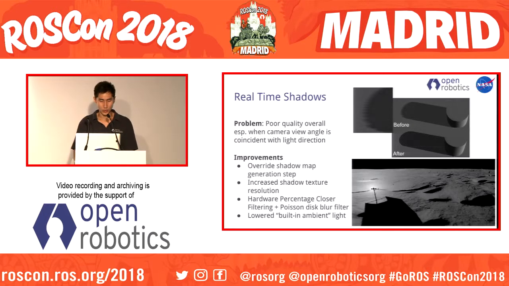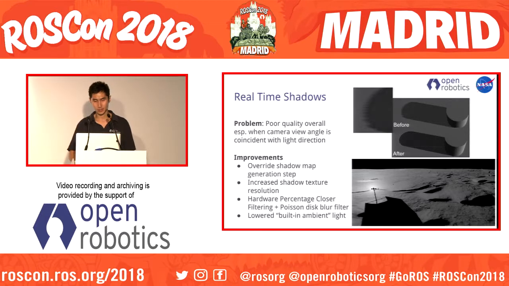When you have a situation where the camera direction is coincident with the light direction, you get these warping effects in the shadow maps that are being generated, and we get these jagged edges that you see in the middle image on the top. What's even worse is that the algorithm we used to smooth the shadows wasn't good at preserving small features.